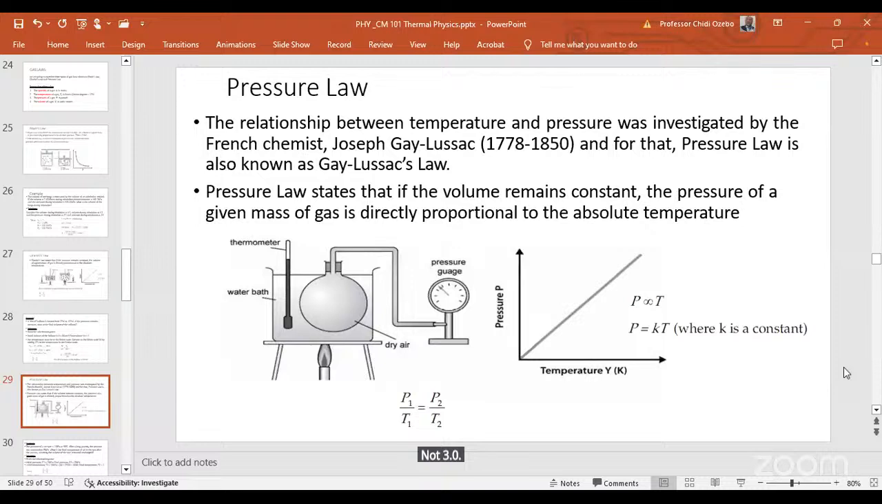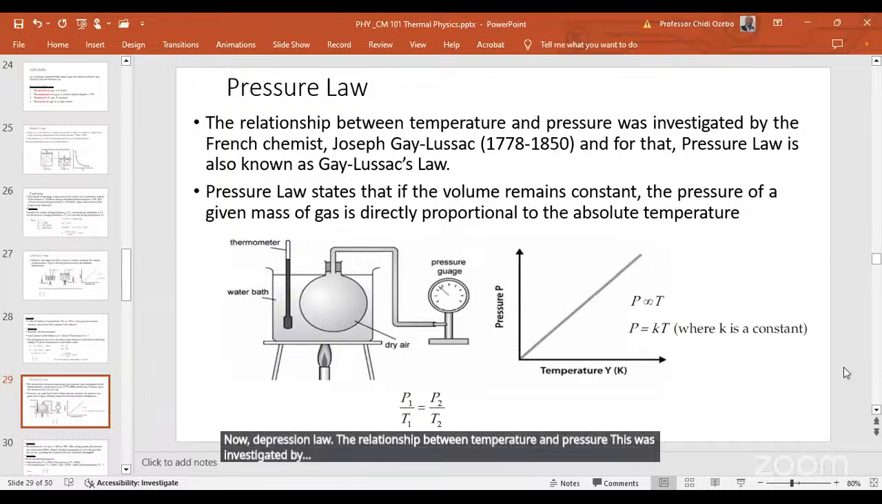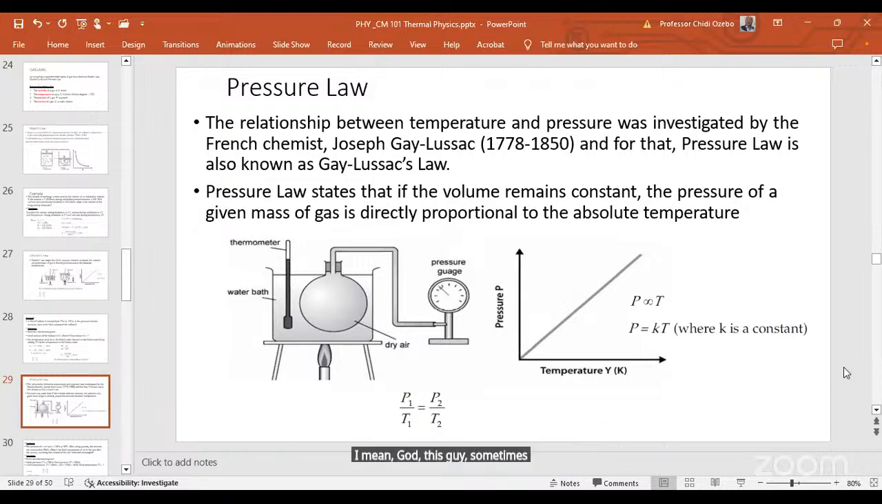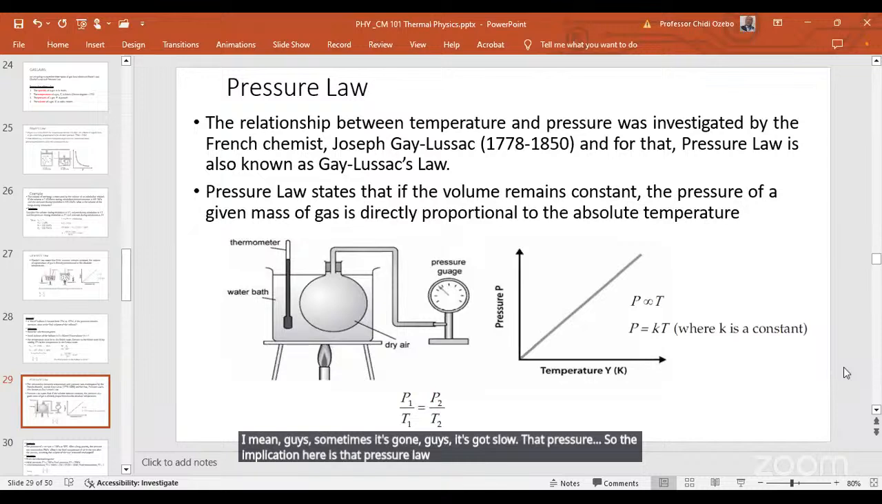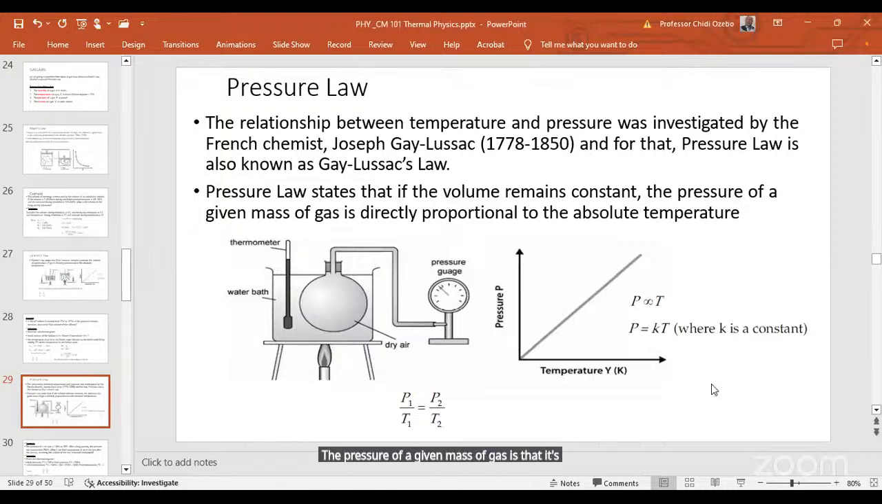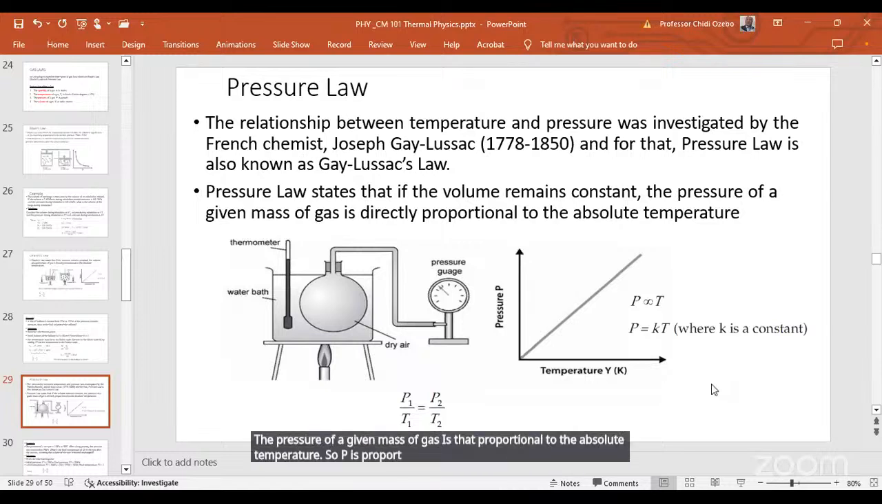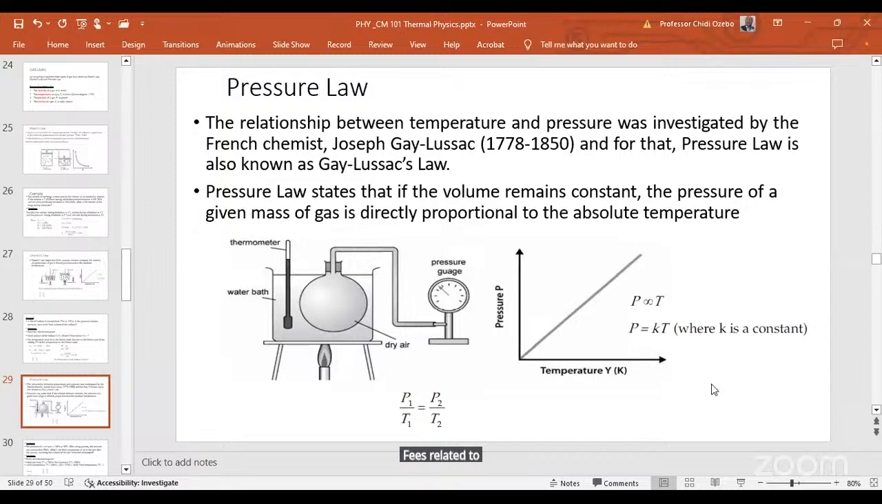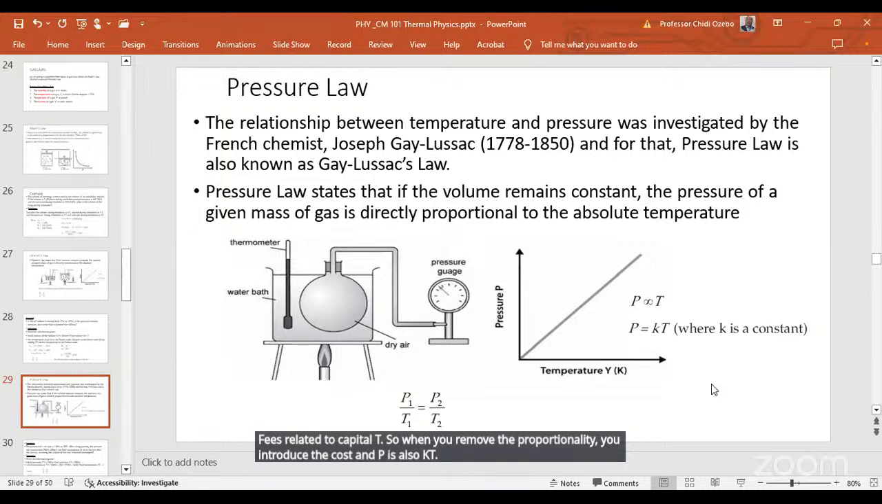Now, the pressure law. The relationship between temperature and pressure was investigated by Gay-Lussac, sometimes called Gay-Lussac's law. So the pressure law is also known as Gay-Lussac's law. The pressure law states that if the volume remains constant, the pressure of a given mass of gas is directly proportional to the absolute temperature. So P is proportional to T. When you remove the proportionality, you introduce a constant. P is equal to KT, where K is a constant.